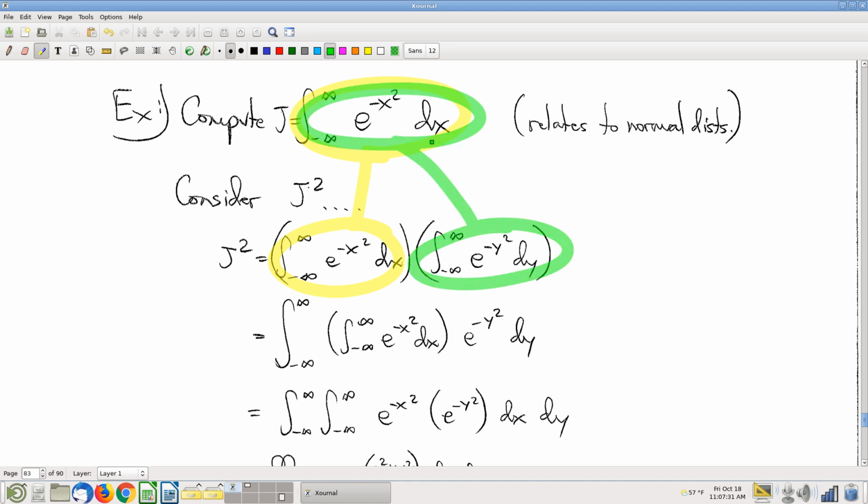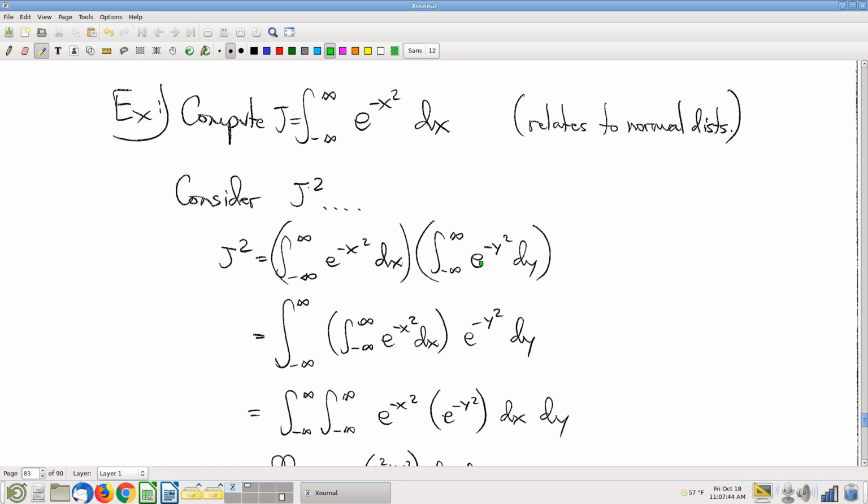By the way, I can claim that this second integral is J because it's just a different dummy variable. Using y as my dummy variable, it's still the same integral. This integral, whatever it is, is in fact just a number. I can stick it in there. I don't know what it is yet, but it is just a number. So that's legal.